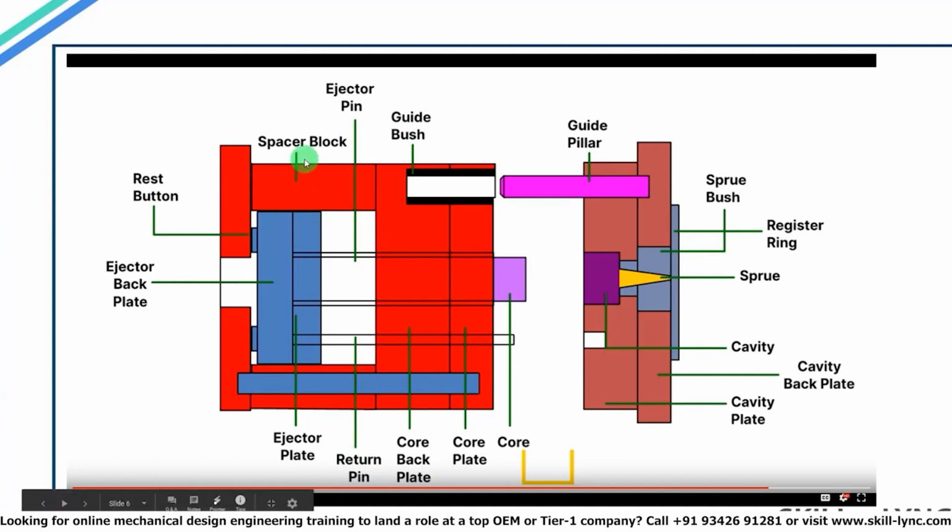Then we have the spacer block here. Spacer block basically defines the distance between the core plate and the moving plate. Moving plate is the plate you see at the left end. The entire ejection system is assembled within this space. And here you have the ejector plate and the ejector back plate. The ejector back plate is driven forward by hydraulic actuators through the main machine. Rest buttons are provided behind the ejector back plate to reduce the friction that will take place if the back plate is directly placed beside the moving plate.